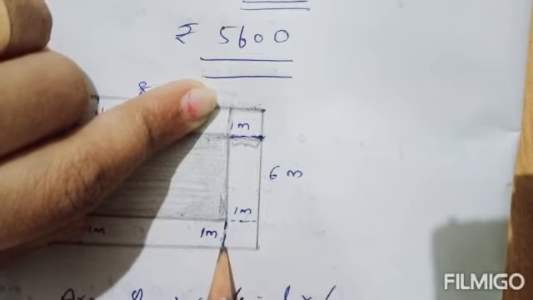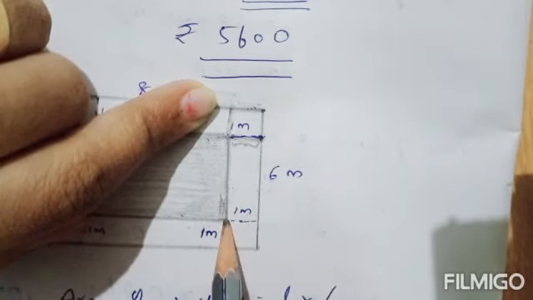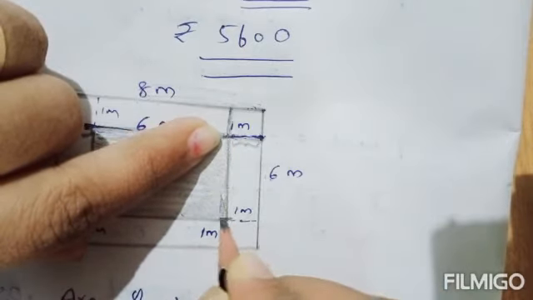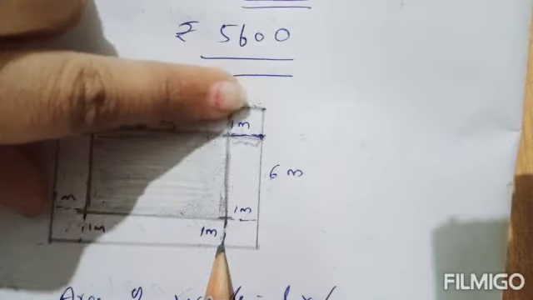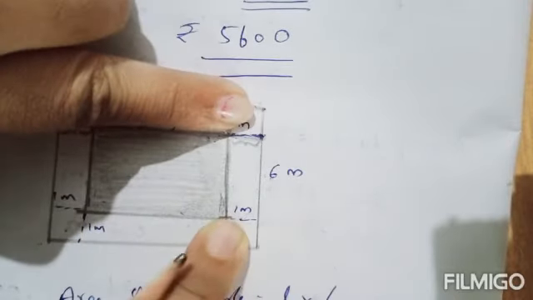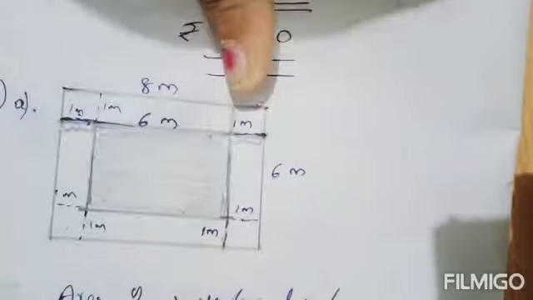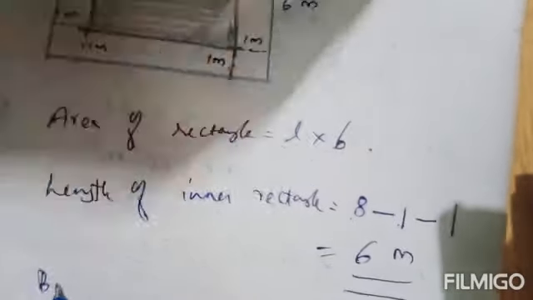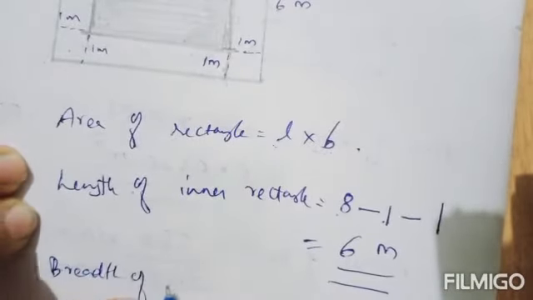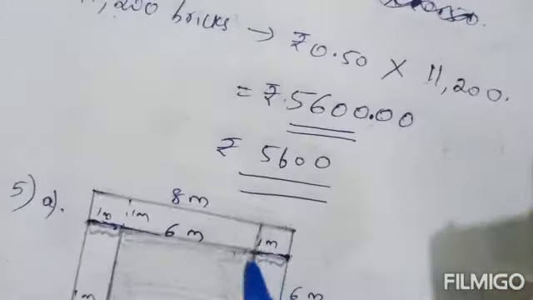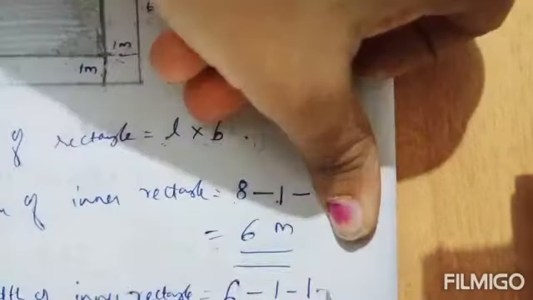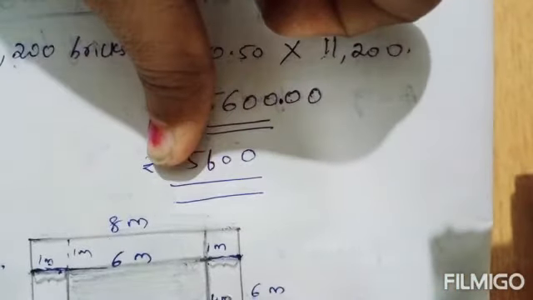Okay, so how can you find the breadth of the inner rectangle? The breadth of the inner rectangle is up to this only, this distance only. So from the full length, that is 6 meter, you have to subtract this 1 meter and this 1 meter also. Okay, so what will you get? The breadth of the inner rectangle will be the full length, 6, then you subtract this 1 meter and this 1 meter. So 6 minus 1 minus 1, you will get 4 meter. Okay, so this distance will be 4 meter.